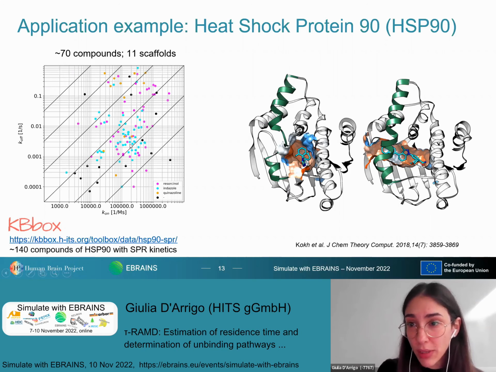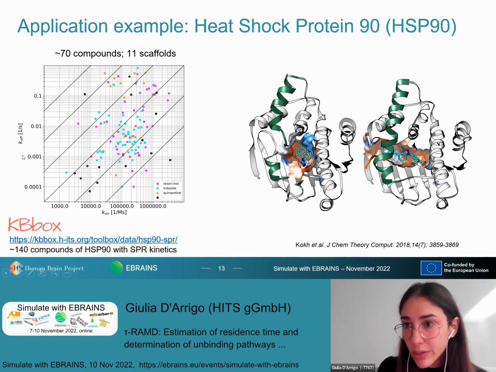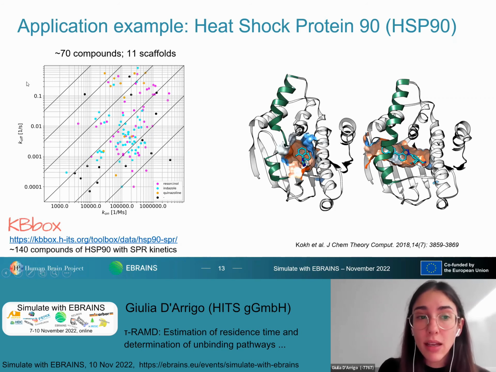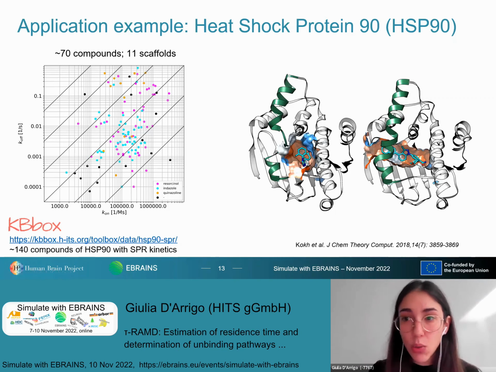These are of course experimental values, and you can see that particularly for the K-off, which is what we are interested in because this is what we are actually simulating, the range is quite wide. In KDBbox, by the way, which is our reference website, you can also have access to an extended data set of compounds and relative experimental data.